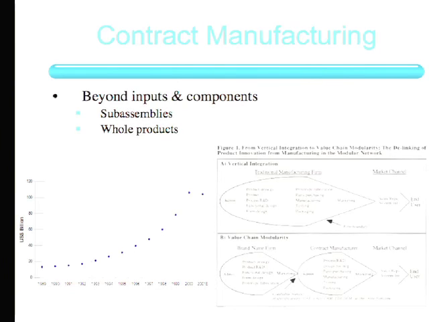Apple doesn't actually make anything. They design it, they do this beautiful job, they'll design the engineering of it, the look of it, the software maybe for it, they'll patent the designs and they can put their name on it, and you buy it in an Apple store, but it's made by somebody else, probably Foxconn. Okay? So beyond inputs into components, you can get sub-assemblies, but even whole products.